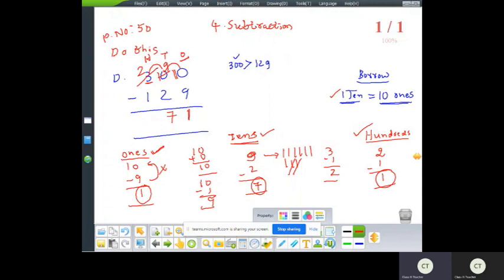300 minus 129 is equal to 171. This is the answer for E1.